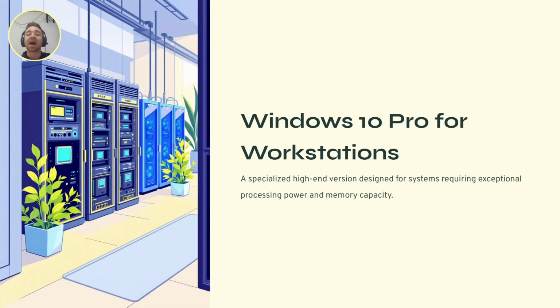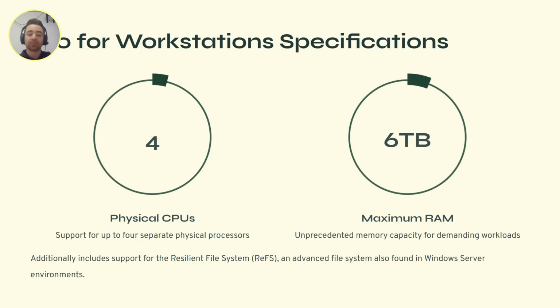It's a computer that's very powerful for doing tasks that need a lot of power, essentially. Now, what specifically does that mean? Well, we can now have 4 physical CPUs in that computer. Okay, we now are able to have 4 CPUs in the same computer, and our RAM has been upgraded to 6 terabytes. Okay. In addition, we also gain access to something called the Resilient File System, or ReFS.